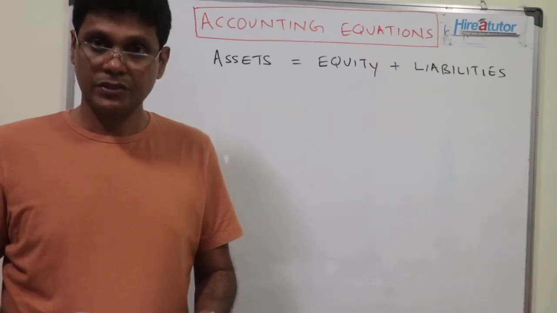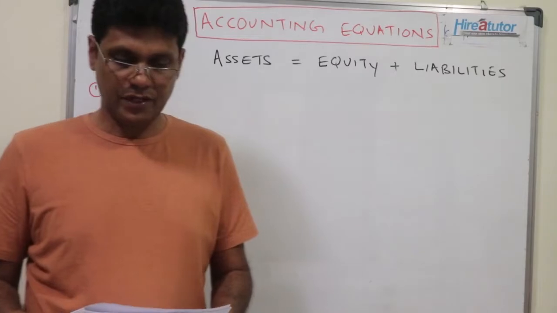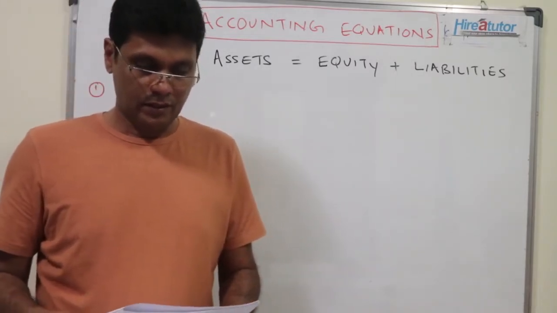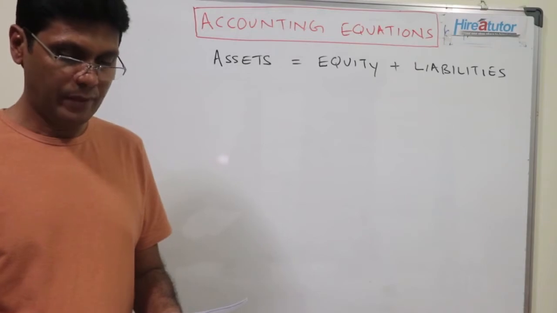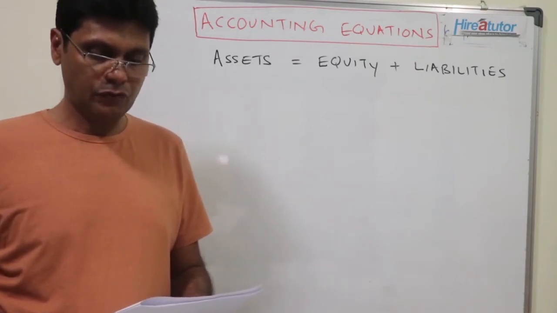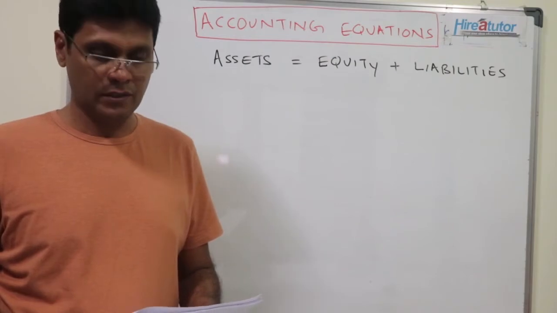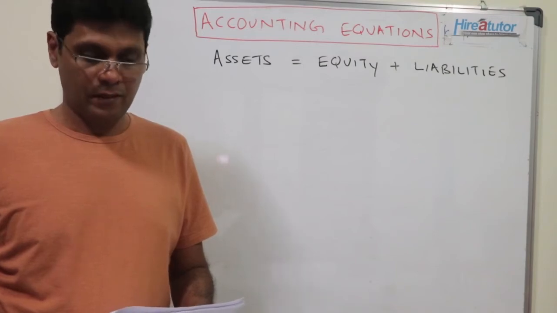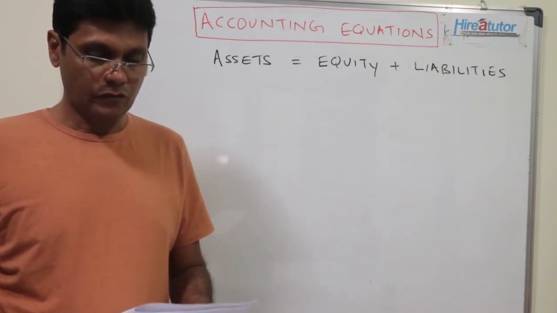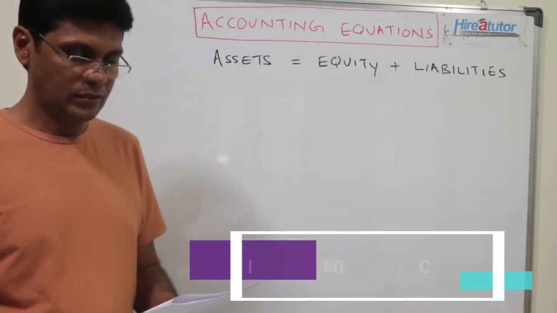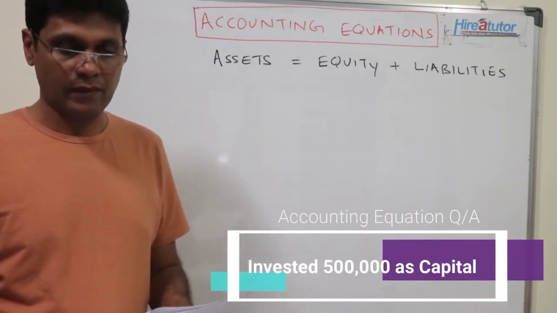Now let's look at the question and we'll try to record all these transactions in the accounting equation. Nihara started a business to repair computers. The following transactions are given to you for the first month of the business. So Nihara is the owner of the business and has started a computer repairing company. Now the first transaction is she has invested 500,000 as the capital.